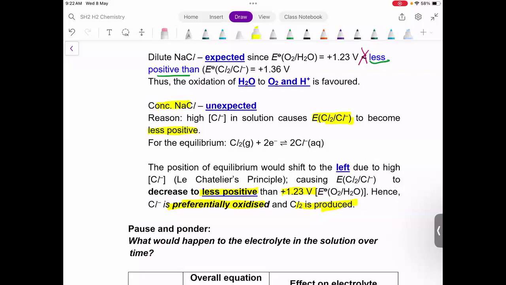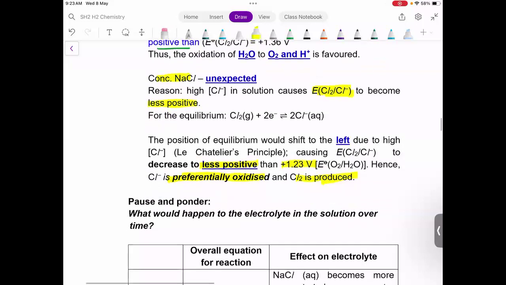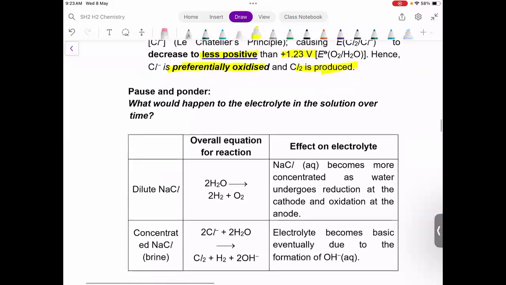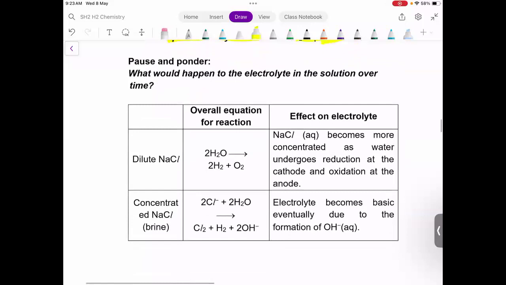Okay, so as long as it's sodium chloride versus brine, you should know this is the expected observation, as stipulated by your syllabus. So what is the difference in the electrolyte? What will happen to the ions in the solution?